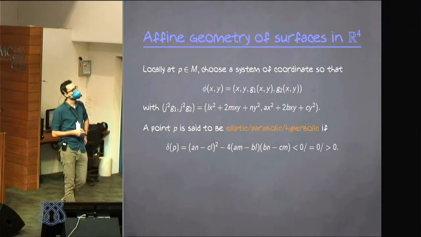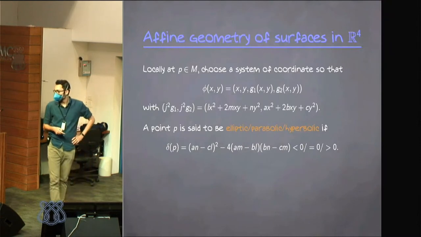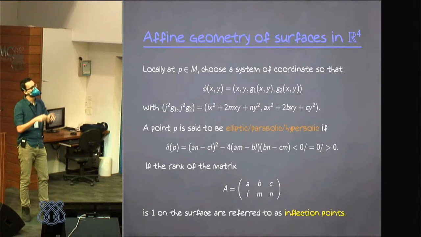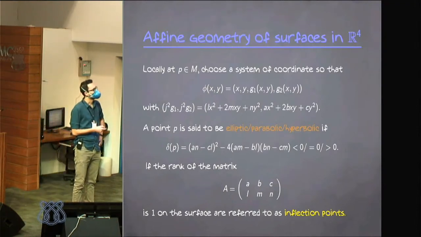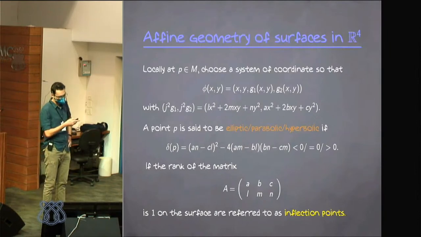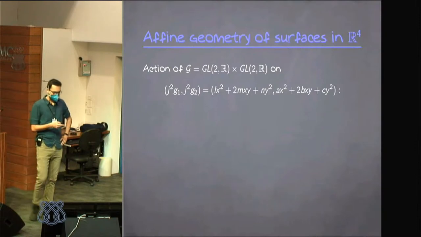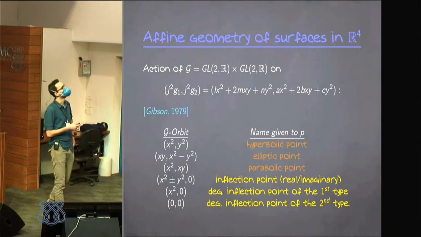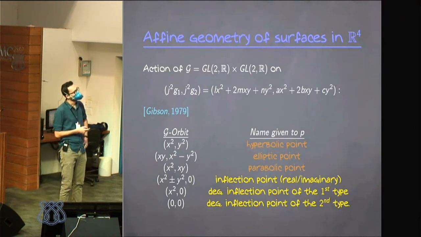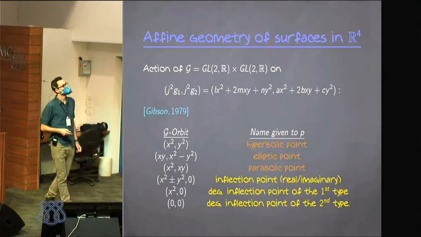A point is called elliptic, parabolic, or hyperbolic if and only if this invariant is negative, equal to zero, or positive. If you associate a matrix to this, and the vectors are linearly dependent so the matrix has rank 1, then we call this point an inflection point. We can also use the action of the linear group on binary forms; looking at the orbits, the classification is given by this: hyperbolic point, elliptic point, parabolic point, inflection point, the generic inflection point of the first type, and the other generic inflection point.